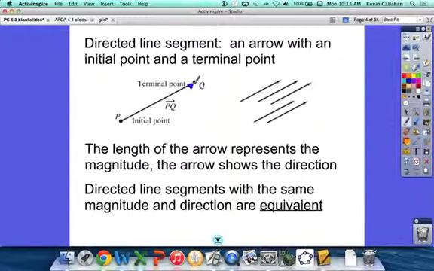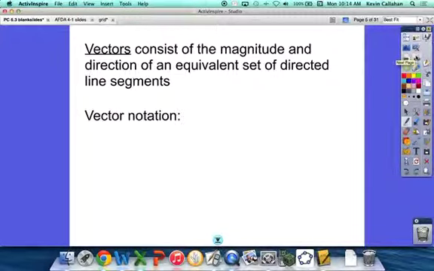If you take the set of all the directed line segments that have that direction and that magnitude, then that is a vector. It's a vector that has exactly that direction and that magnitude. It doesn't necessarily have a position, because you could move it around, whether it's here or here or here. It's still the same magnitude and direction. But that's what we mean by a vector. A vector is the magnitude and direction of a directed line segment, or it could be a whole set of equivalent directed line segments.